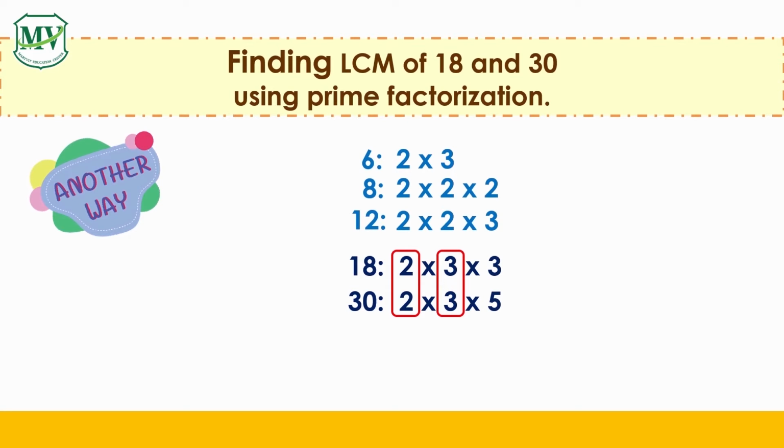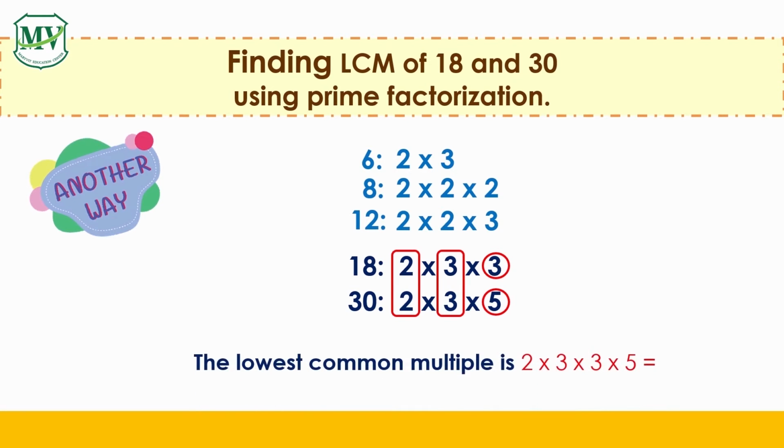To find the LCM, we will multiply the grouped common factors and the individual factors. So, in this case, the lowest common multiple will be 2 times 3 times 3 times 5 equals 90.